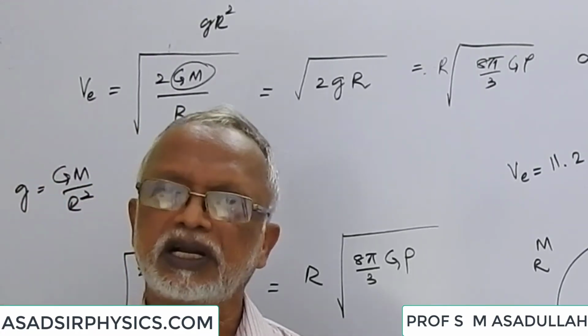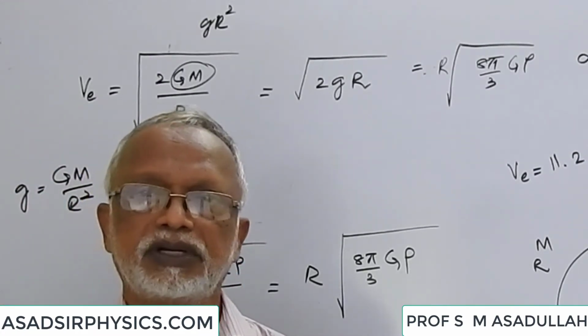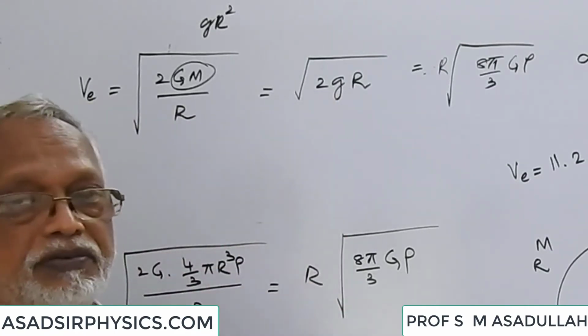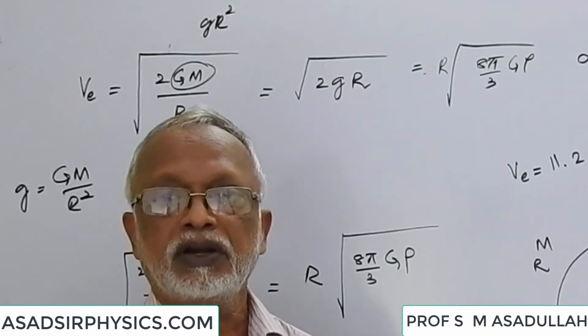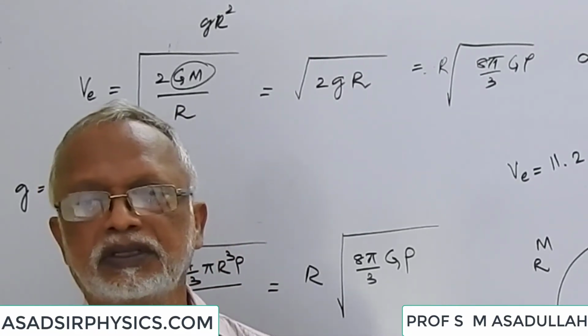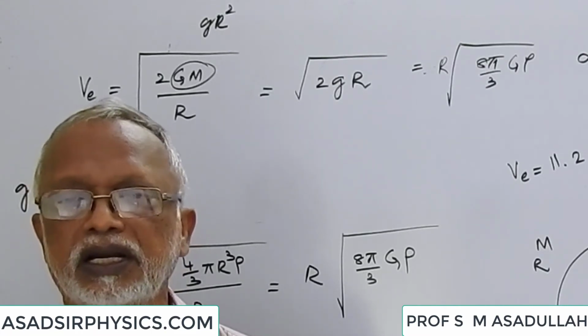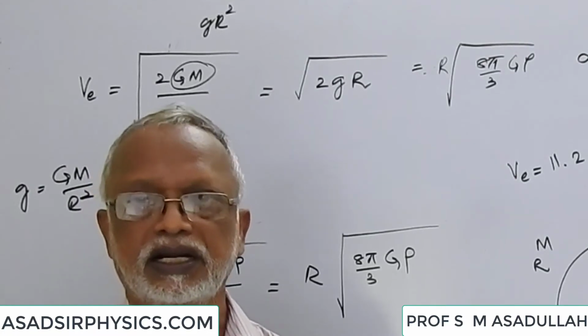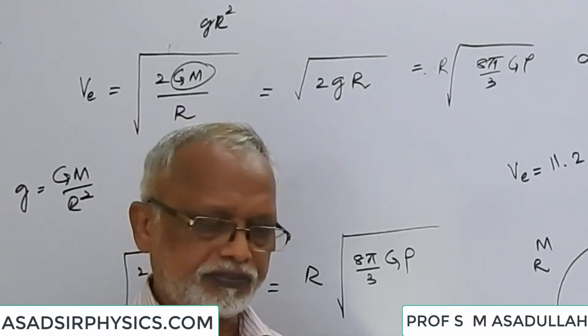You may get a numerical problem involved in this, but you should remember one thing: acceleration due to gravity will be given in meters per second square, whereas radius will be given in kilometers. Before substituting, you have to convert the radius into meters. Then only you will get the right answer, otherwise you will go wrong.